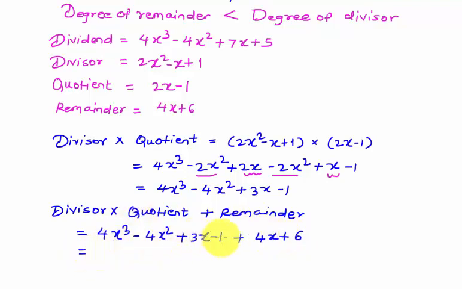Now grouping the terms having same power, so we'll get 4x cube as it is. Then minus 4x square will remain as it is. And 3x plus 4x will be 7x. Minus 1 plus 6 will be 5. If you look at this polynomial, this is nothing but our dividend, which is 4x cube minus 4x square plus 7x plus 5. So this is nothing but dividend.